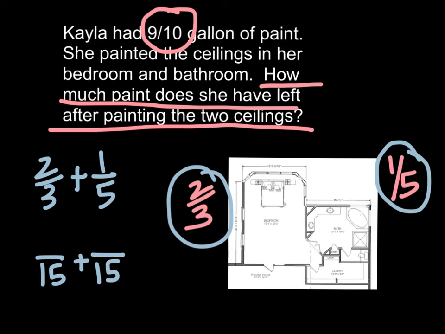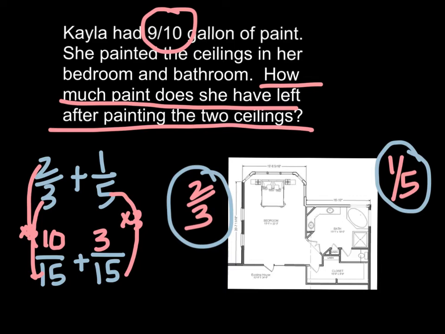Okay, so now I have to figure out what my numerators are going to be. If you remember, whatever we do to our denominator, we have to do to our numerator. With 3, I multiplied by 5, so 2 times 5 is 10. With 5, I multiplied by 3, so 1 times 3 is 3. Now I can add. So I get 13/15. Okay? So at this point, I know that she used 13/15 of a gallon of paint.